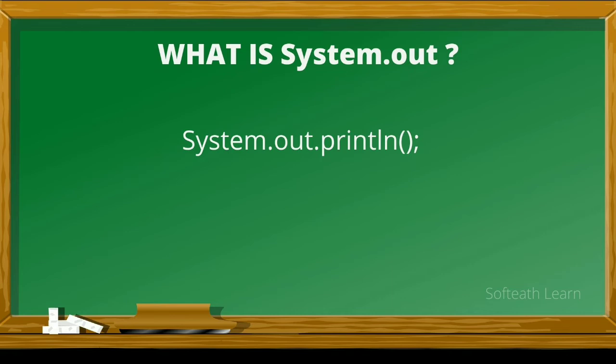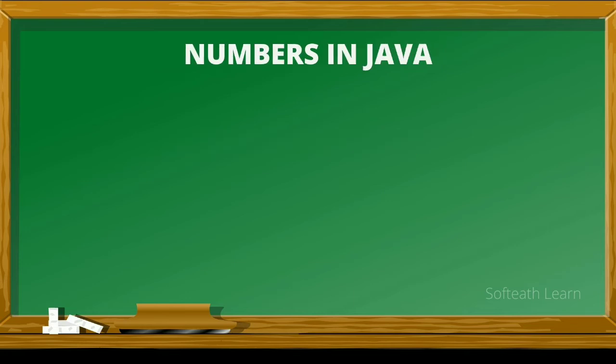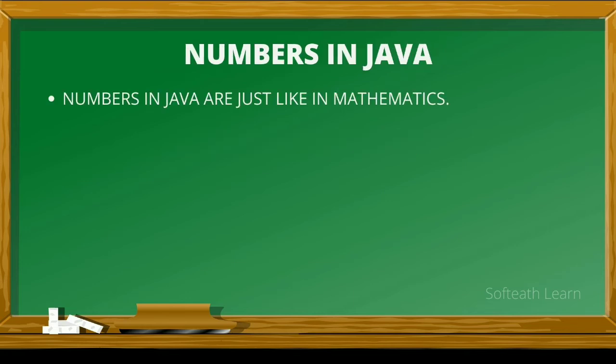Now we will see how we can display numbers in Java. Numbers in Java are just like numbers in mathematics. So let me give you some examples. All these numbers over here are valid in Java. So we can have numbers without a decimal part, and we can have numbers with a decimal part, and also we can have positive and negative numbers. So in Java you can use numbers as they are in mathematics.